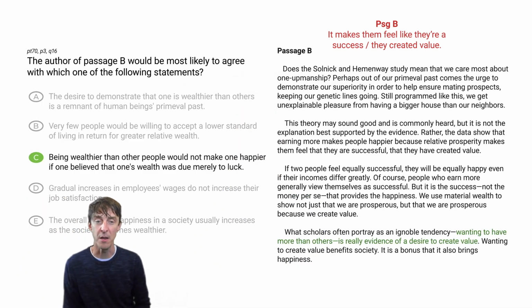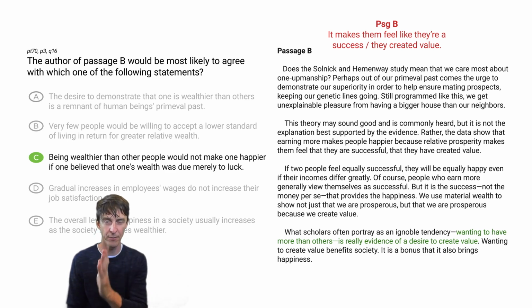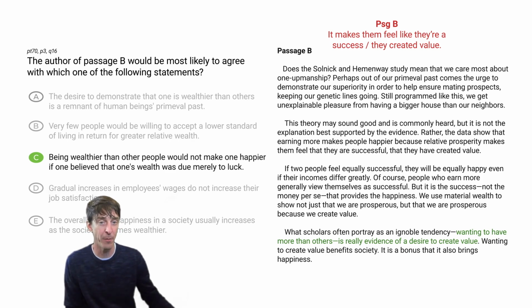The correct answer is C, which at first glance might not look like a reiteration of that main point, but it kind of is. C has a conditional form with the trigger buried in the second half of the sentence. Anytime you see "if" in the second half of the sentence, start from there; read the if part first. If you believed your wealth was due merely to luck, then being wealthier than other people wouldn't make you happier. How are we supporting that? The author is saying the reason that making more money than other people makes us happy is because we see it as a proxy for how much value we bring to the world.